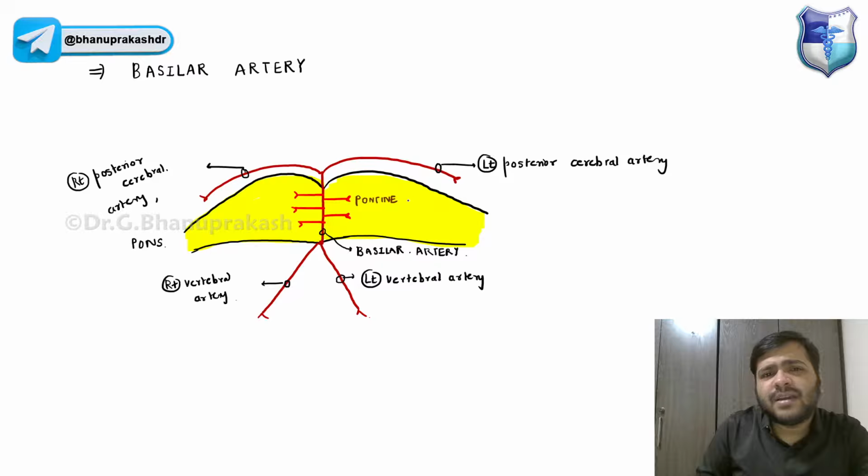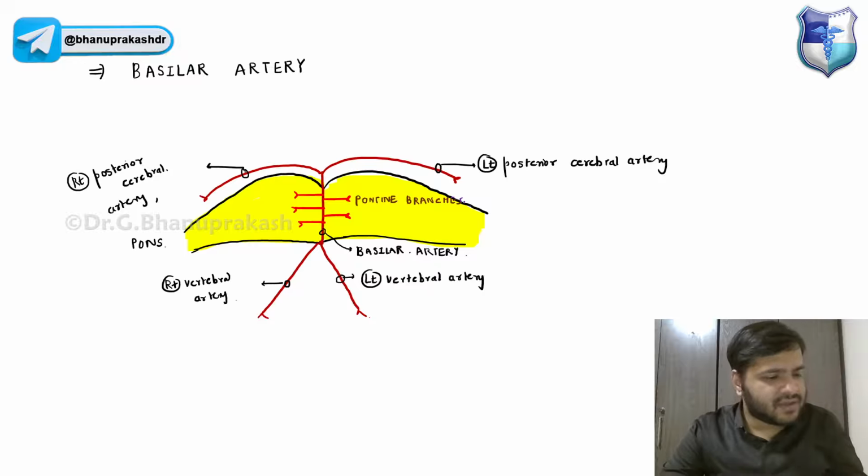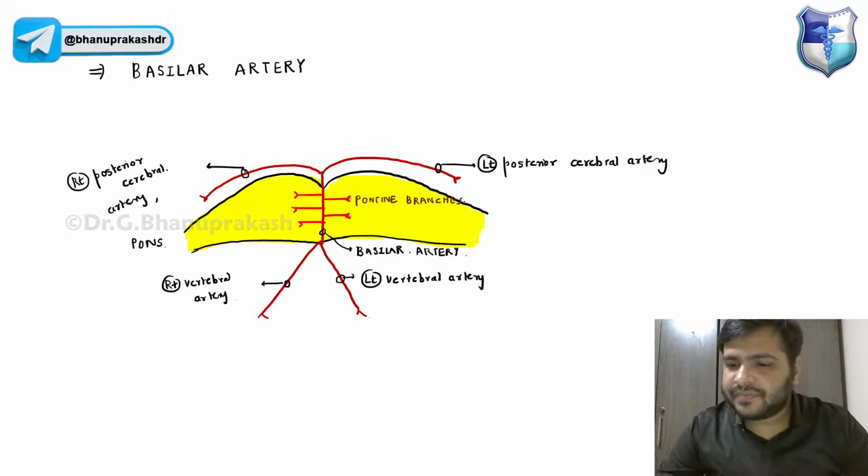The right pontine branches and the left pontine branches: on both sides it gives off transverse branches, and these are the right and left pontine branches. Now guys, I hope this is clear as of now. Is this clear to everyone, right?